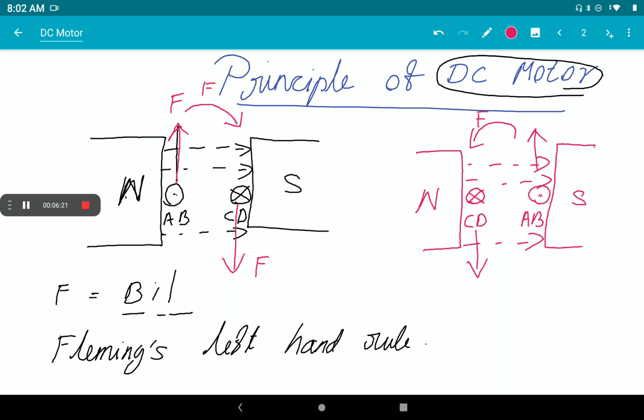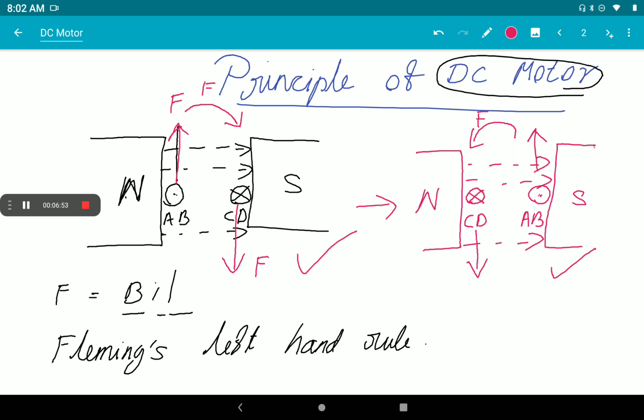So according to the current direction and according to Fleming's left hand rule, when we take the direction of force, it will be like that. So it produces a force in the anti-clockwise direction. So when the force in the anti-clockwise direction is produced 180 degrees later, what happens? Initially it is in the clockwise direction, then it becomes anti-clockwise.